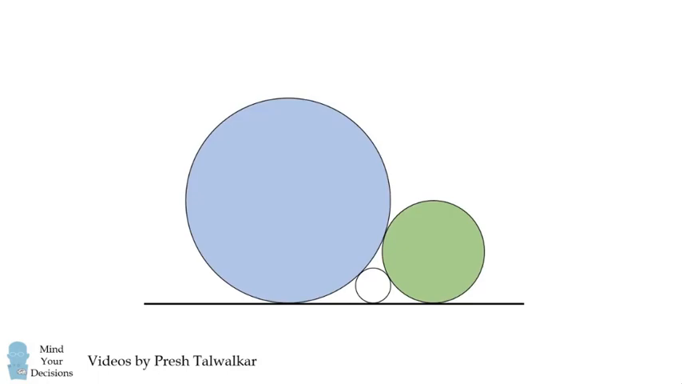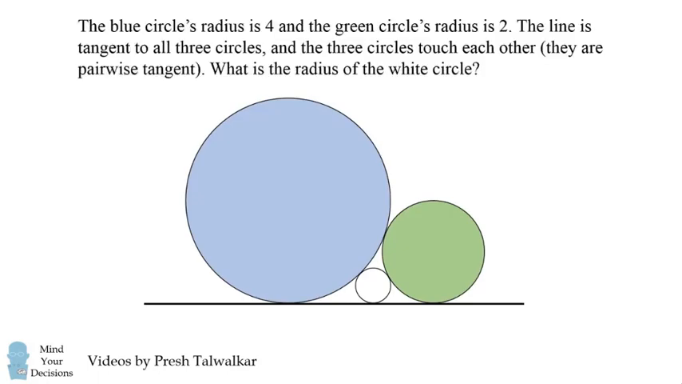Consider the following diagram. The blue circle's radius is 4 and the green circle's radius is 2. The line is tangent to all three circles and the three circles touch each other.